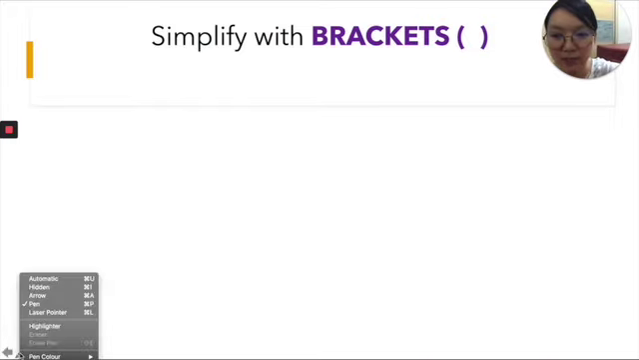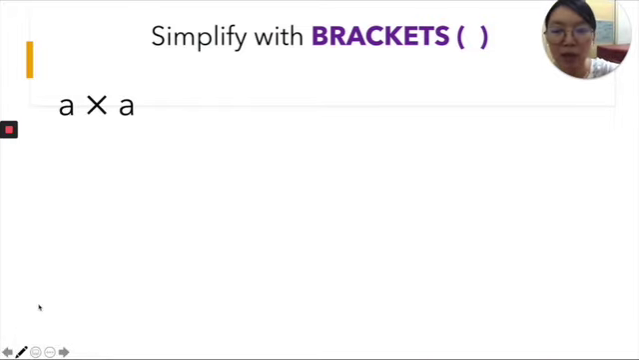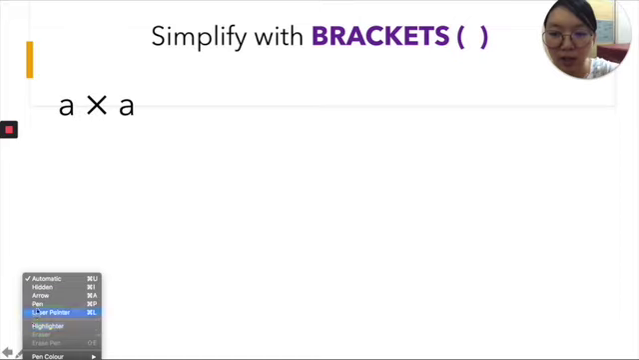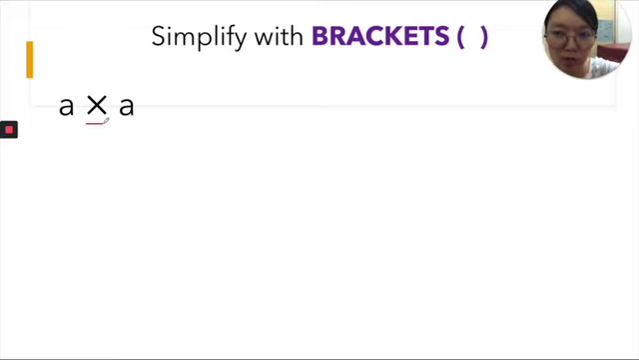Simplify with brackets. I have A times A. When I have times, remember, take out the times, merge. Take out the times, merge together. So, I take out the times, I merge it together. A. Oh, the same alphabet. So I can say A, simplified become 1, repeating 1 time, repeating 2 times. A squared. This is a simple one.